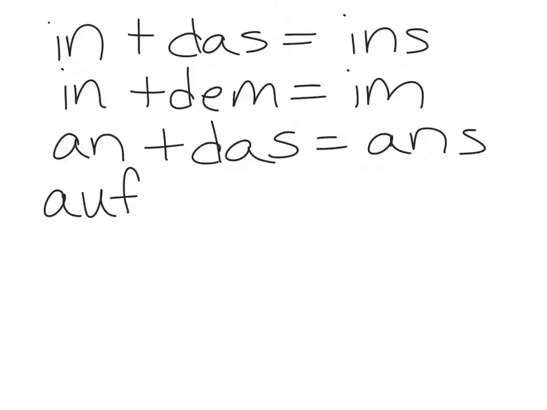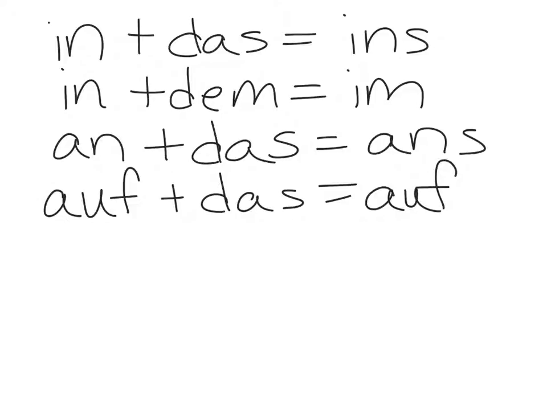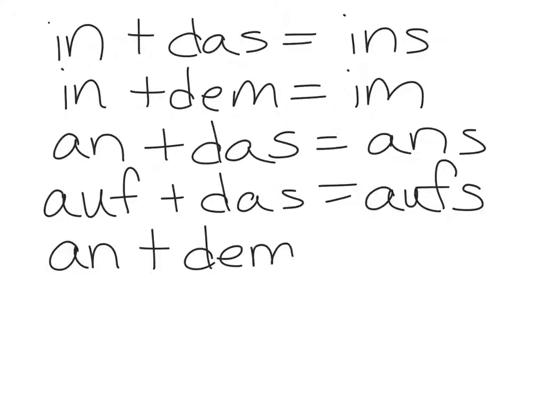Auf plus das. A lot of you use this on a regular basis. Somebody's already used it this morning. So when you say darf ich aufs Klo, you're actually saying auf das Klo. Right? That was you. Okay. And then the ones with dem. An plus dem is am. So you've seen that one a lot too.